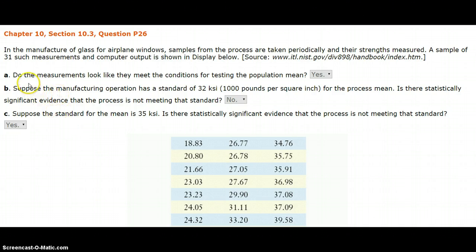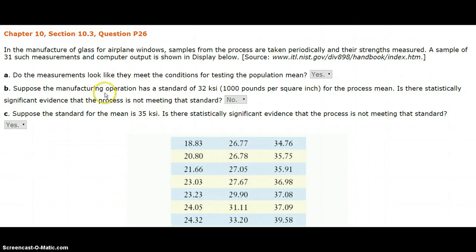And what we want to know, first of all, do the measurements look like they meet the conditions for testing the population mean? In other words, are we taking a sample of the right thing if we want to test the population mean? Each of these measurements is a measure of the strength. The mean of these measurements should give us the average strength. So testing for the population mean, this is a reasonable set of data.